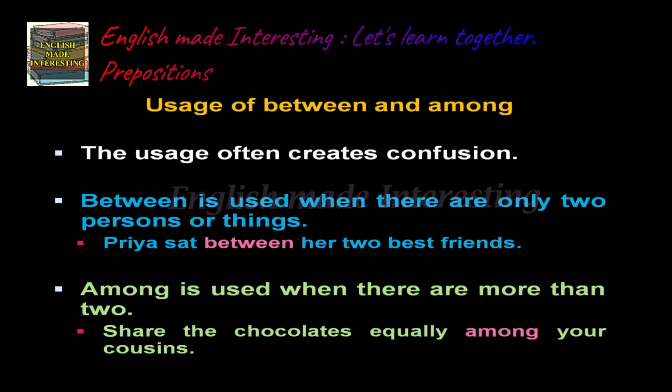Among is used when there are more than 2. Look at the sentence. Share the chocolates equally among your cousins. So here it's more than 1. Among is used when there are more than 2.